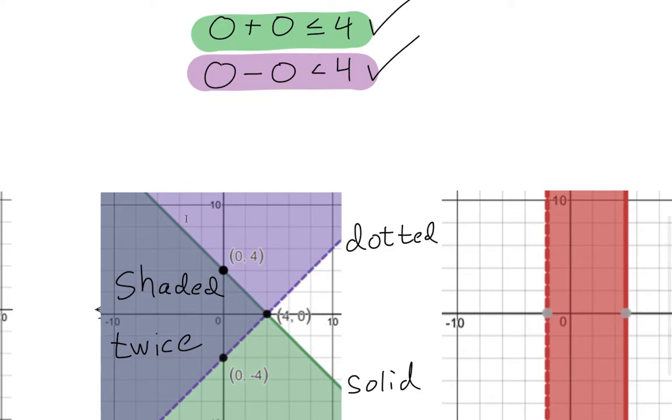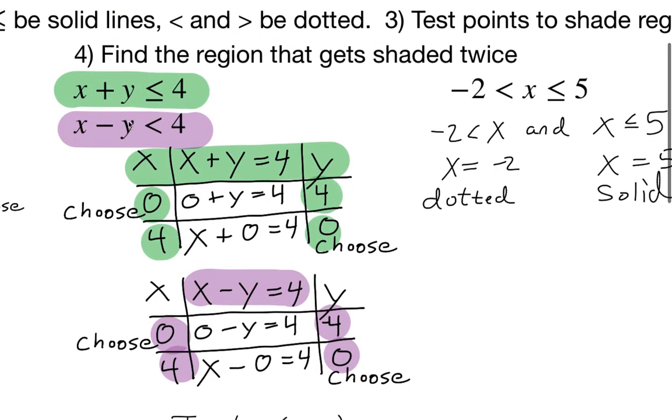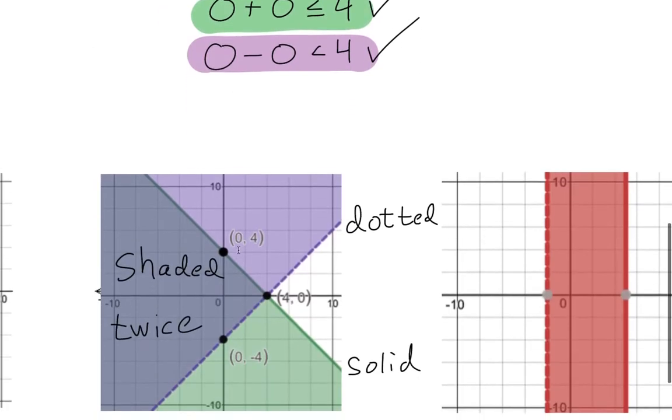It's not too hard, but it is kind of a long process, and it requires you to be methodical about things. You have to do this whole process twice and figure out which regions got shaded.